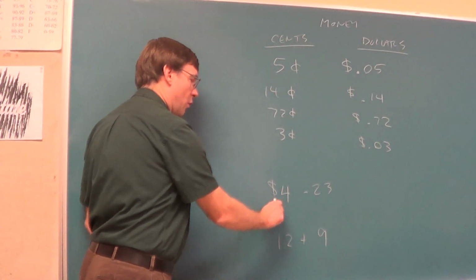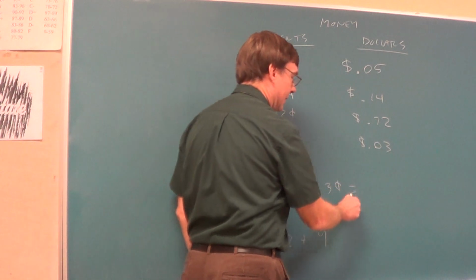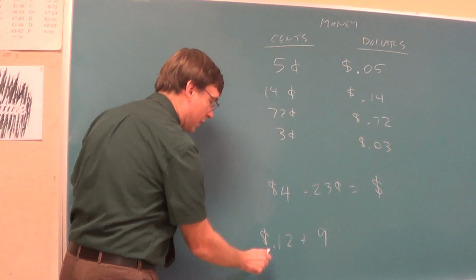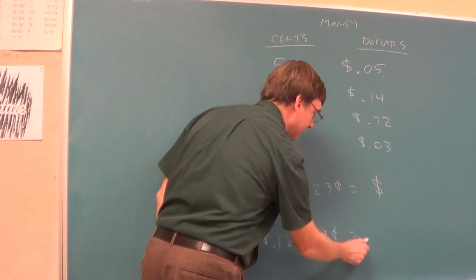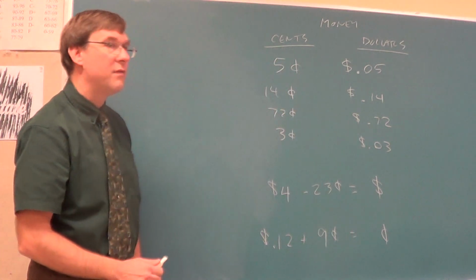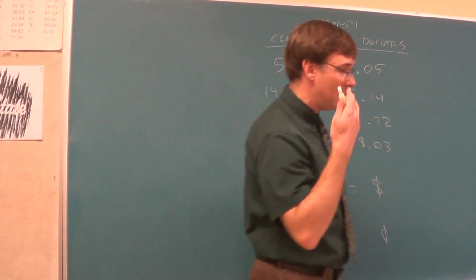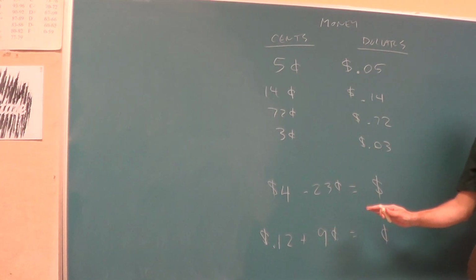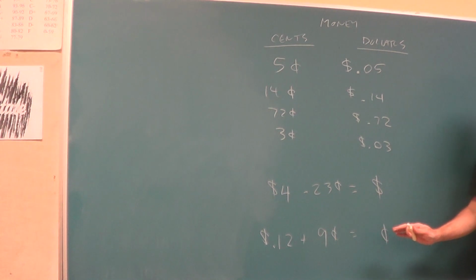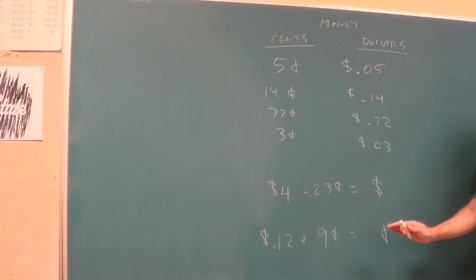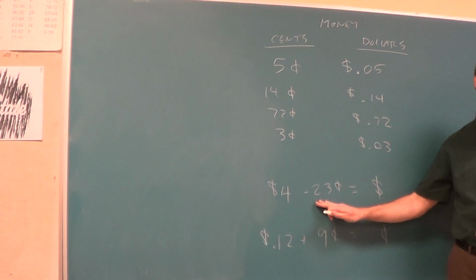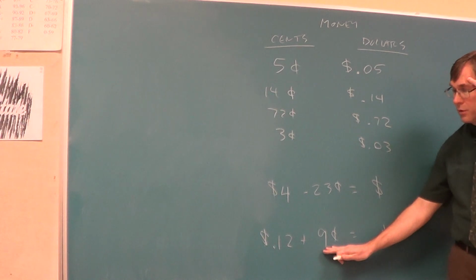So they might say $4 minus 23 cents and tell you they want a dollar answer. Or they might tell you you have $0.12 and 9 cents and they want a cents answer. If they give you a mixed money problem, what you want to do, at least in your mind, is make them both be the same, okay? So if they want a dollar answer, you want to think about both of those in terms of dollars. If they want a cents answer, you think of both in terms of cents.